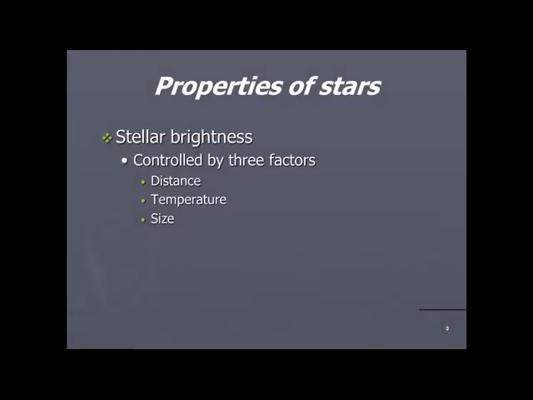Let's start with looking at stars and look at their properties. We learned that Hipparchus had categorized the stars, 850 of them, by their brightness. Stars' brightness is controlled by three factors: the distance, the temperature, and the size of the star.